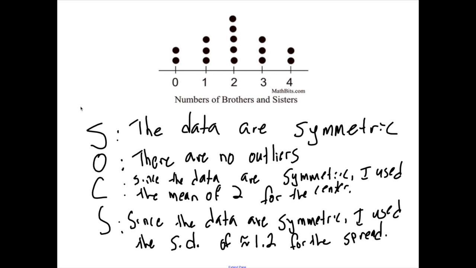Okay, it's about facts. So those are 3 quick graphs, folks. 3 quick dot plots where I've broken down SOCS for you. And it's just a matter of, again, identifying the shape, looking for any outliers, and then using what you know about the shape for the center and the spread. Look, it's always that breakdown, right? Skewed is always median. Symmetric is always mean. Skewed is always IQR. Symmetric is always standard deviation.